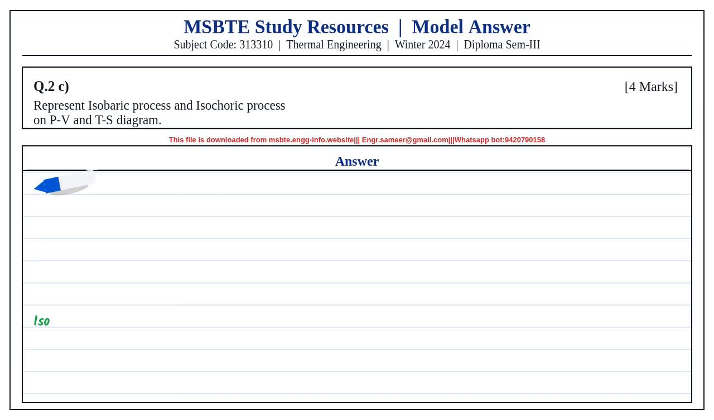Question 4d. Explain diesel cycle with PV and TS diagram. The PV and TS diagrams show the diesel cycle. The processes are 1 to 2 is isentropic compression, 2 to 3 is constant pressure heat addition, 3 to 4 is isentropic expansion, and 4 to 1 is constant volume heat rejection.